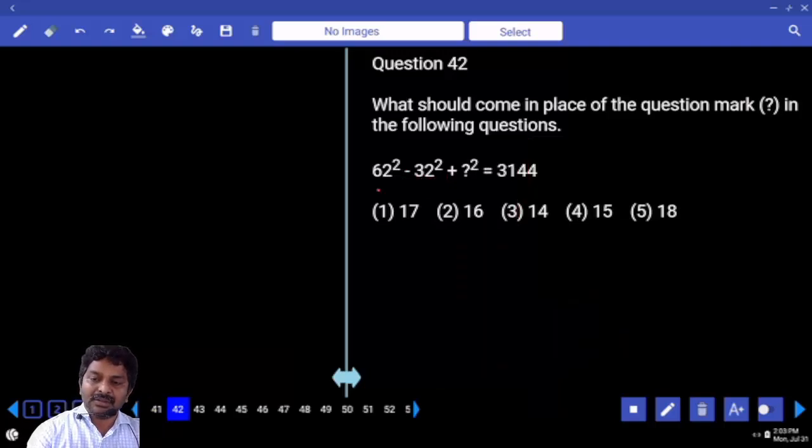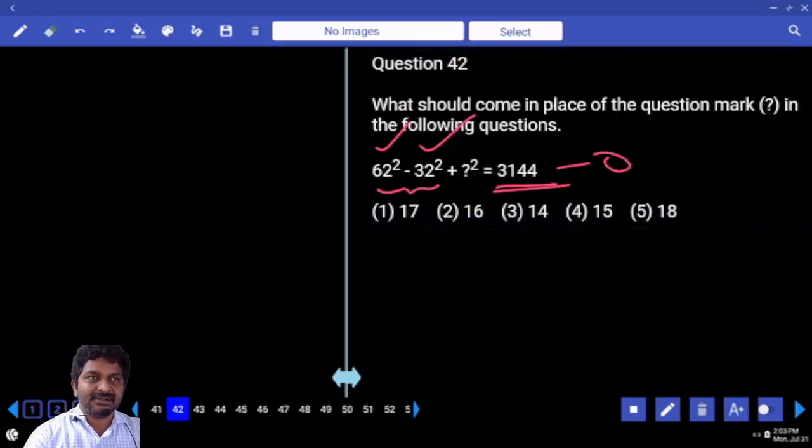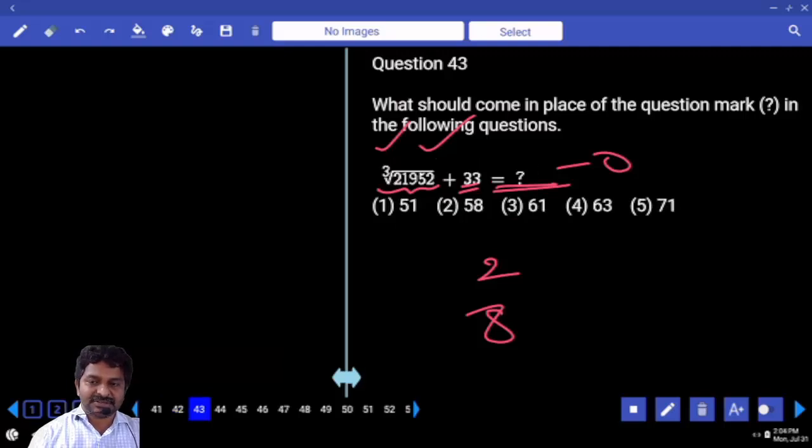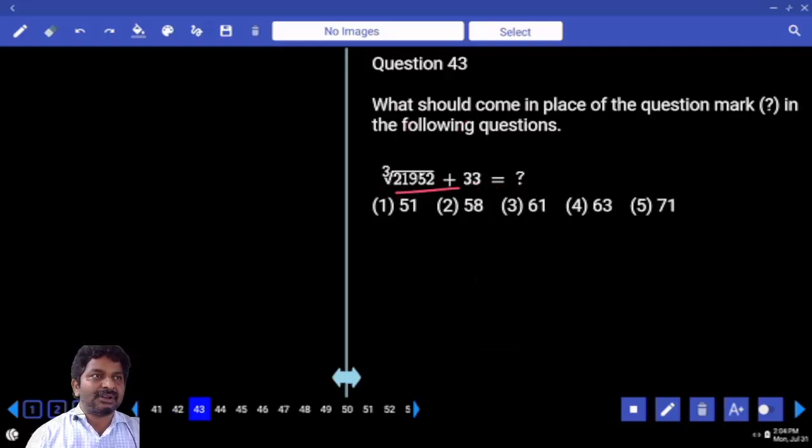Right. When this number goes to the right hand side, it becomes minus only. Ends with a difference. Minus 0 in the sense this value ends with 4, so x square ends with 4. Which square ends with 4? Either 2 or 8. The answer must end with either 2 or 8 only. Next, this ends with 2 only.